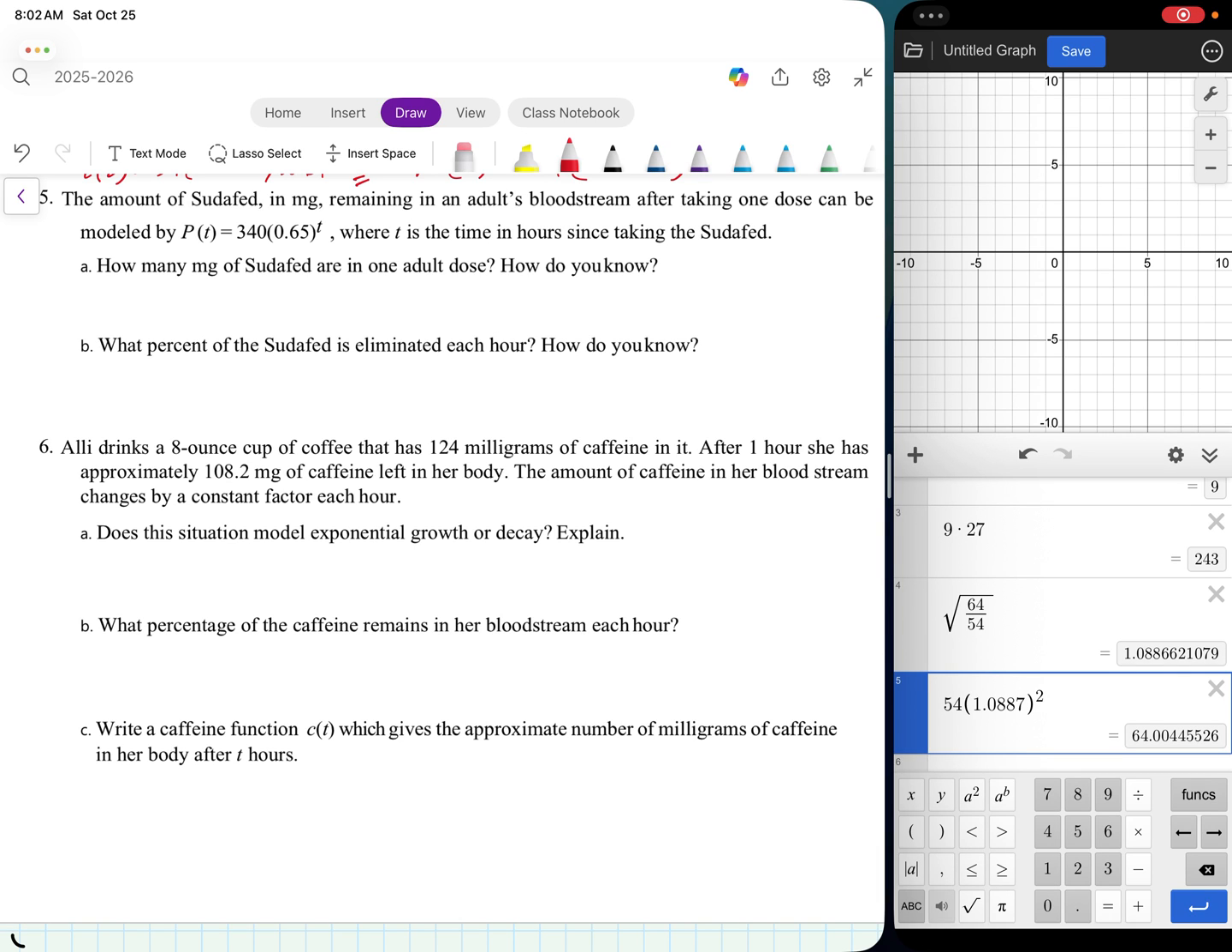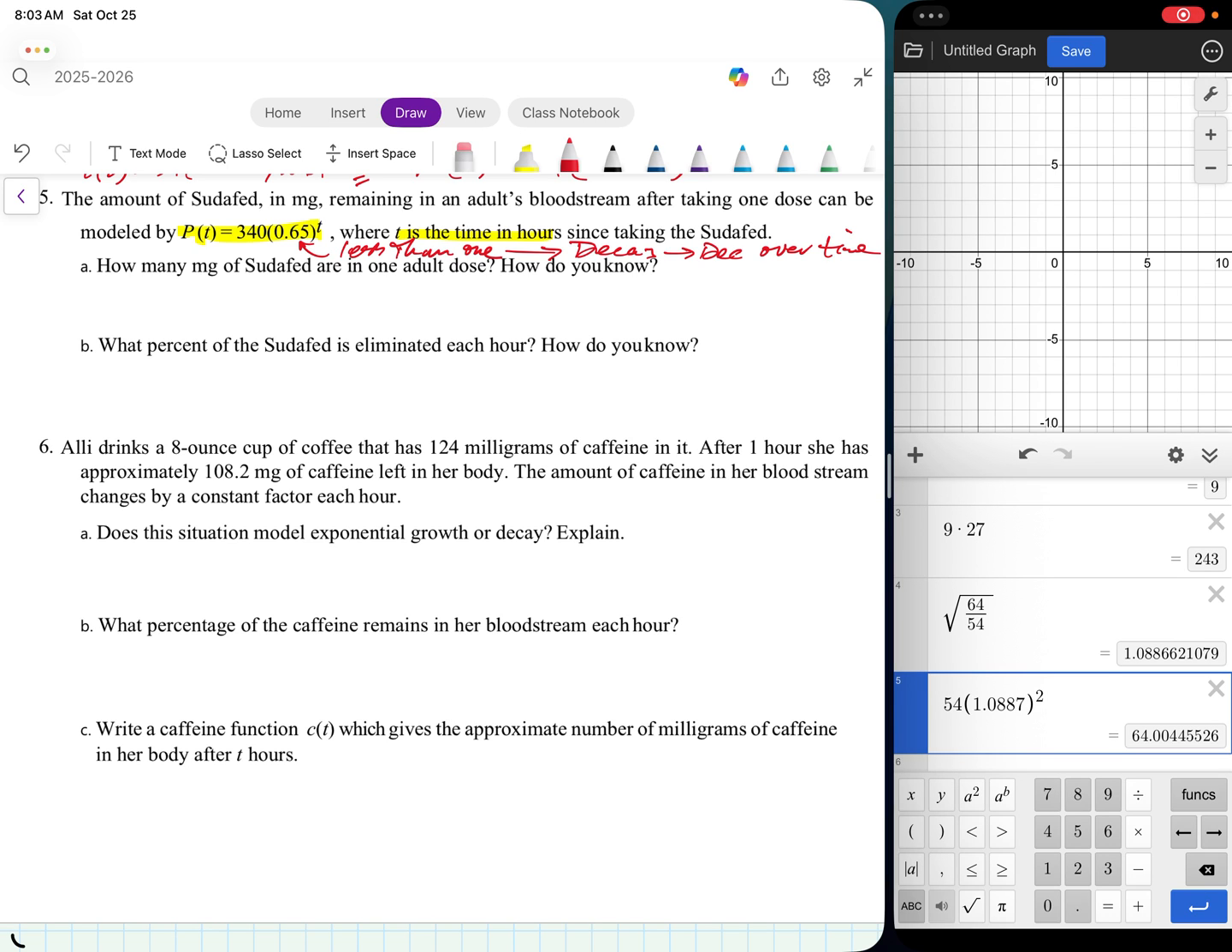The amount of Sudafed in milligrams remaining in the adult bloodstream after taking one dose can be modeled by this function. Look at that. It's an exponential function, where t is the time in hours since taking the Sudafed. Notice that the common ratio is less than 1. So it's a decay. It decreases over time. So how many milligrams of Sudafed are in one adult dose?